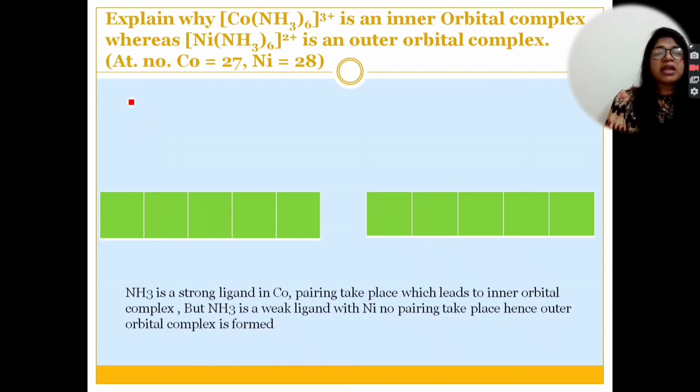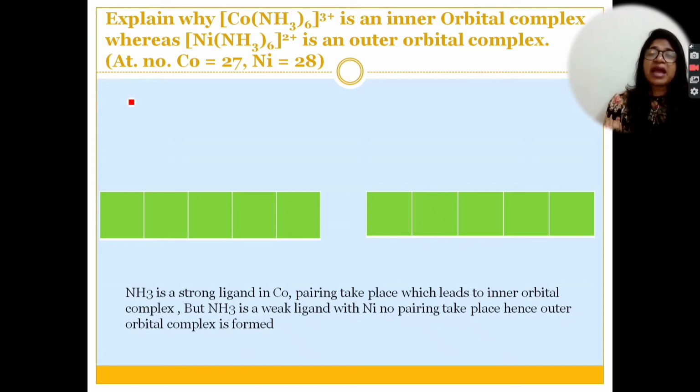If it is for 1 mark, you can say NH3 is a strong ligand in cobalt. Pairing will take place, which leads to an inner orbital complex, because the inner 3d orbital will take part in hybridization. Whereas in [Ni(NH3)6]2+, NH3 is a weak ligand, no pairing will take place, no 3d orbital will be available for hybridization, hence the outer d orbital will take part in bonding, and the complex will be an outer orbital complex.